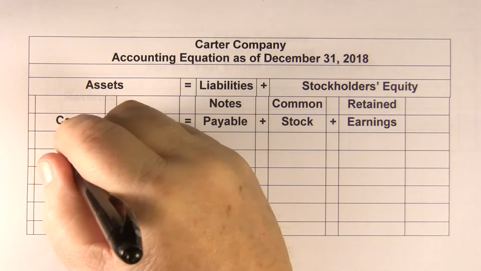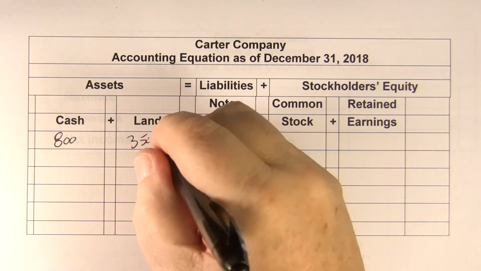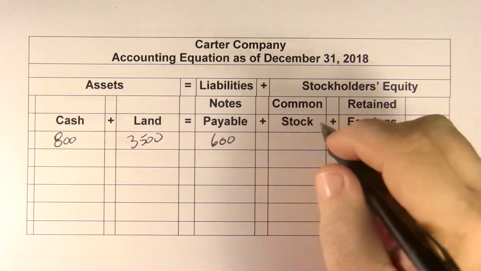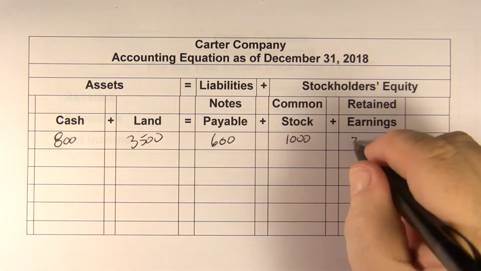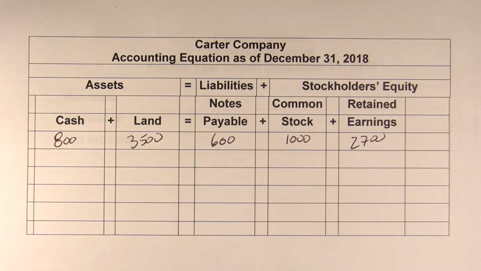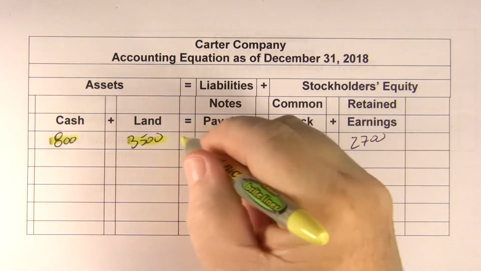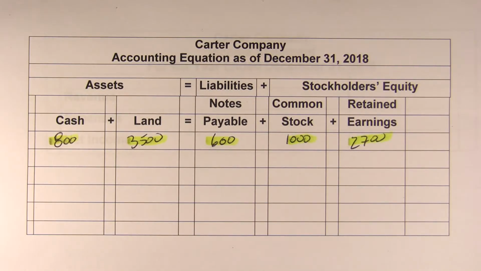If you remember, our cash was $800, our land was $3,500, our notes payable was $600, our common stock was $1,000, and our retained earnings was $27. And again, just to remind us that those numbers were given and shouldn't be fussed with, I'm going to highlight them in yellow. Stay away from them. Don't fuss with them.